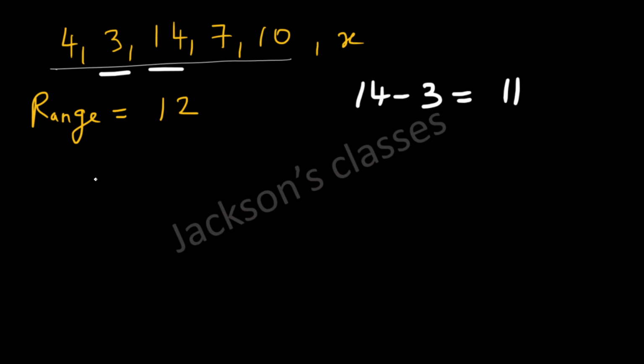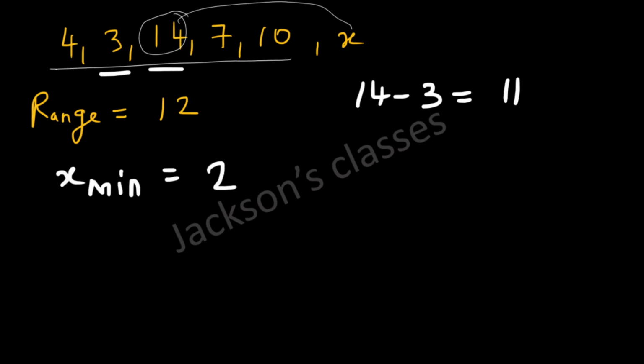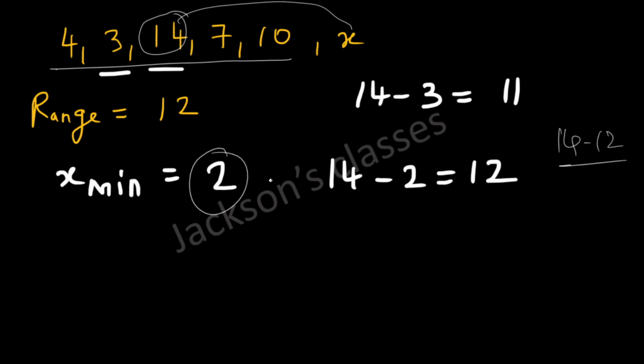So what's the minimum possible value of x? The minimum possible value of x will be such that 14 is the greatest value, and then the difference between 14 and x has to be equal to 12, right? So the minimum value of x is 14 minus 12, which is equal to 2, right? So that's 14 minus 2, because 14 minus 2 gives you 12. So we are finding this 2 by doing 14 minus 12. All right. So 14 is the greatest value. The least value in this set, in that case, will be 2, and the range will be equal to 12.